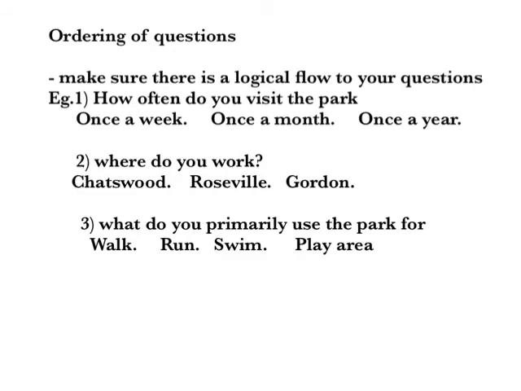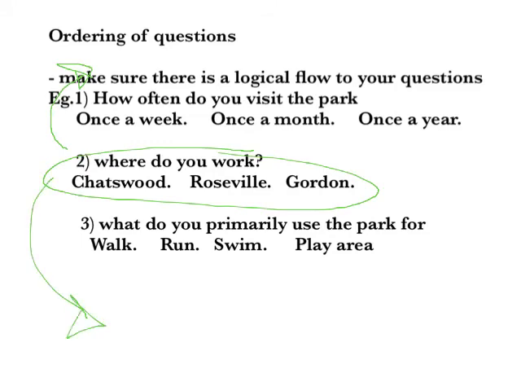You've got to make sure that the ordering of your questions has a logical flow, that it's not jumping around. For example here, how often do you visit the park? And then, where do you go to work? What do you primarily use the park for? This question here doesn't seem, at first appearance, to have any logical reason for being there. It might be an important question for you, but you'd have to ask yourself, should it have existed here, or should it perhaps go here? So just make sure that near the end, in the formatting process, you look and think, there's a logical flow, there's a reason why that question turns up where it does.